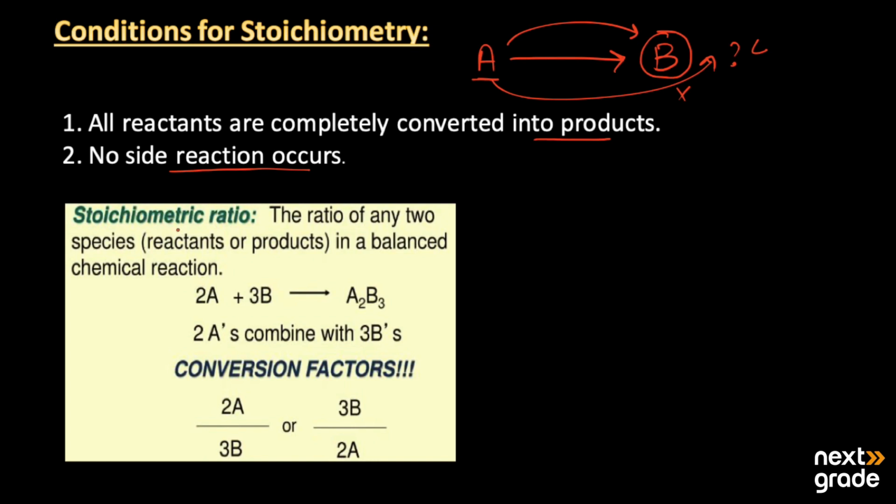So here we have the stoichiometric ratio. What is meant by it? The ratio of any two species, reactants or products, in a balanced chemical equation is called the stoichiometric ratio. For example, here we have two A's and three B's, and they react and change into A2B3. So 2 A's combine with 3 B's. What will be their conversion factor? Over there we have 2A to 3B, or we can also write it as 3B to 2A. So this is their stoichiometric ratio.